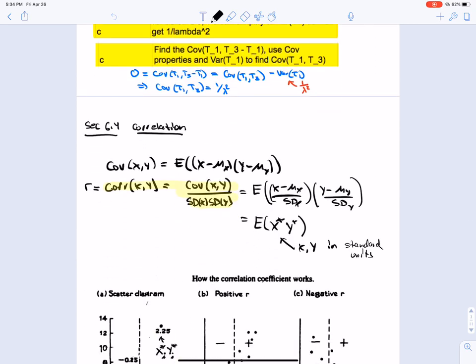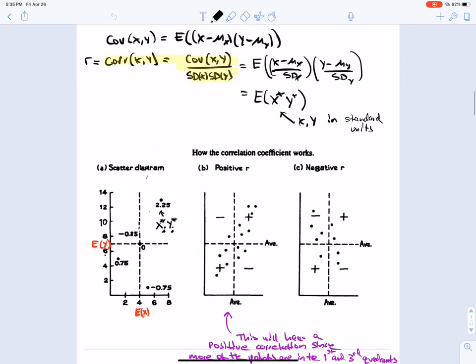So correlation builds on covariance. It's just the covariance divided by the SD of X and the SD of Y. Those are constants, so they go into the expectation, and it's just the expectation of X star, Y star, where X and Y are in standard units. And you can interpret this in this picture. So imagine you have a scatter plot, and we have the expectation of X and expectation of Y, and that divides up the plane into 4 quadrants.